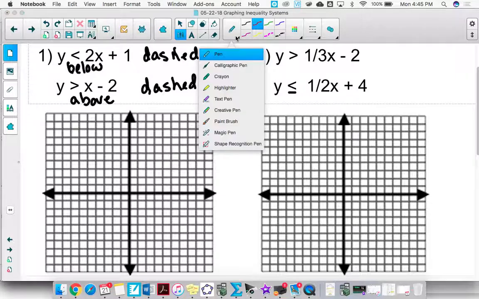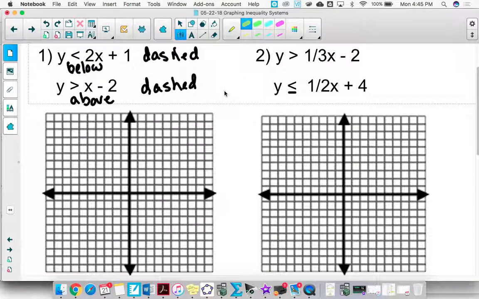Let's start with the first one. So on this first inequality, we have a y-intercept of 1 and a slope of 2. So I'm going to rise 2, run 1.